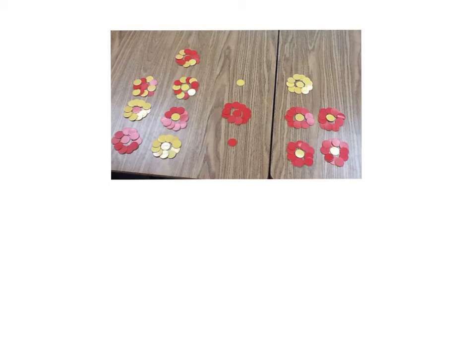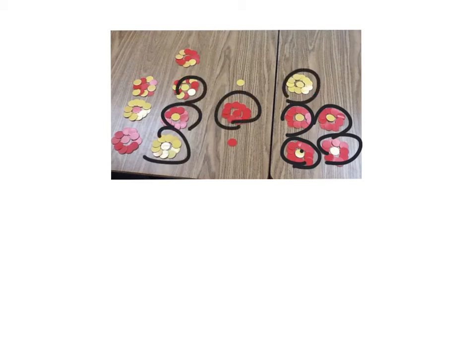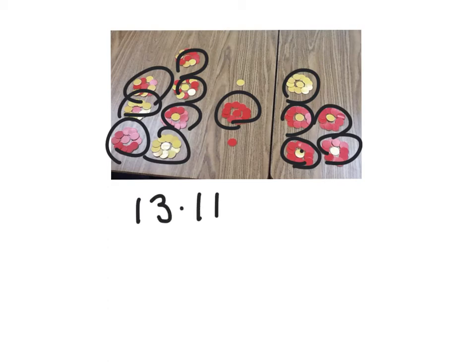Okay, it looks like they organized in groups of 11. There's a circle of 10 and one in the middle. So there's 1, 2, 3, 4, 5, 6, 7, 8, 9, 10, 11, 12, 13 groups of 11. So that's 13 times 11. And then there's a couple extra, plus 2. So this would come out to be a total of 145 coins. 13 times 11 is 143, plus 2 more. Interesting way to organize, but it works. It's pretty good.